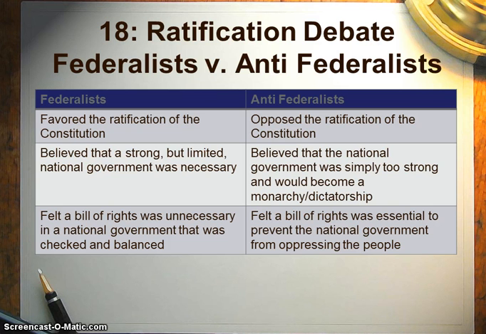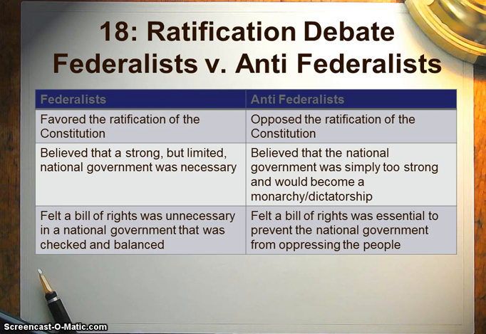The Anti-Federalists, on the other hand, opposed the ratification of the Constitution. Some of these men did not attend the Constitutional Convention, such as Patrick Henry, who was the governor of Virginia at the time. Some did, like Gouverneur Morris. And as they left the convention, they were not happy with the document, and they became Anti-Federalists.